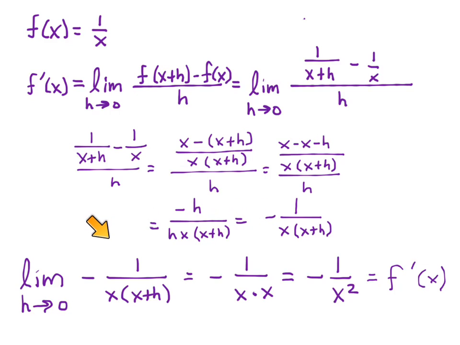Okay, so I put it back into my limit expression, and notice I have a negative sign in front of here now. And as h goes to 0, then this just becomes x. And so I have negative 1 over x times x, which is negative 1 over x squared. And so my derivative is going to be negative 1 over x squared.